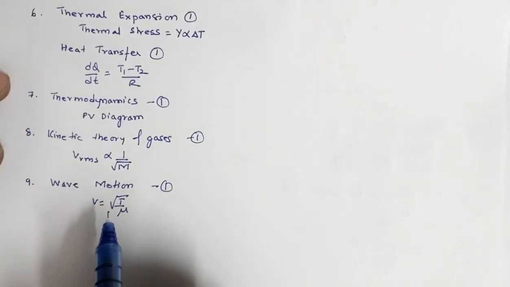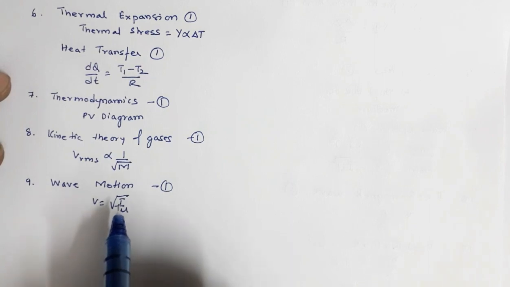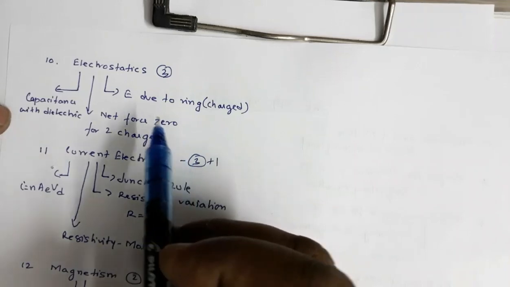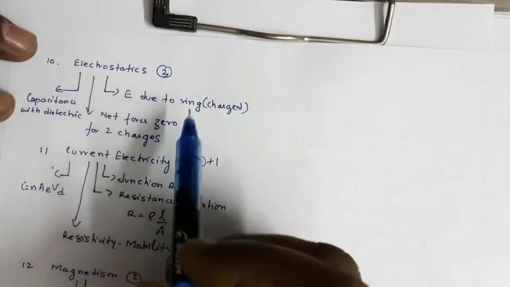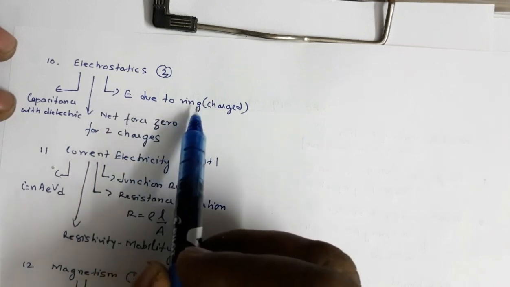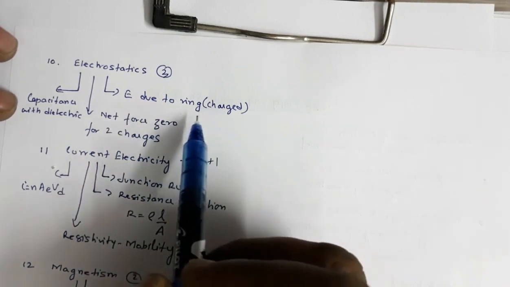From wave motion there was one question, that is the velocity of a transverse wave in a string, v equal to square root of T by mu. Now from the class 12 portion, electrostatics, there were three questions. One question was the calculation of the electric field due to a charged ring, the point at which the electric field is maximum.